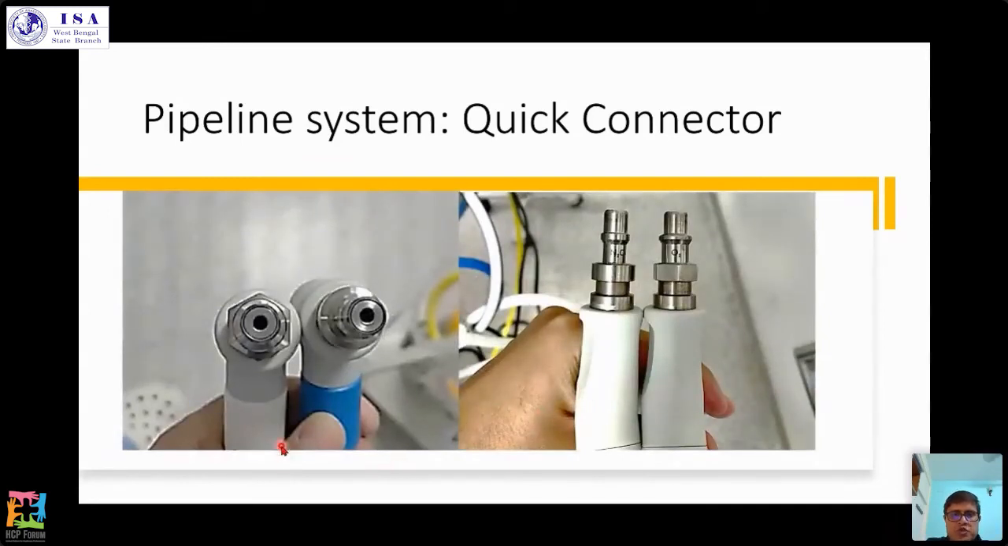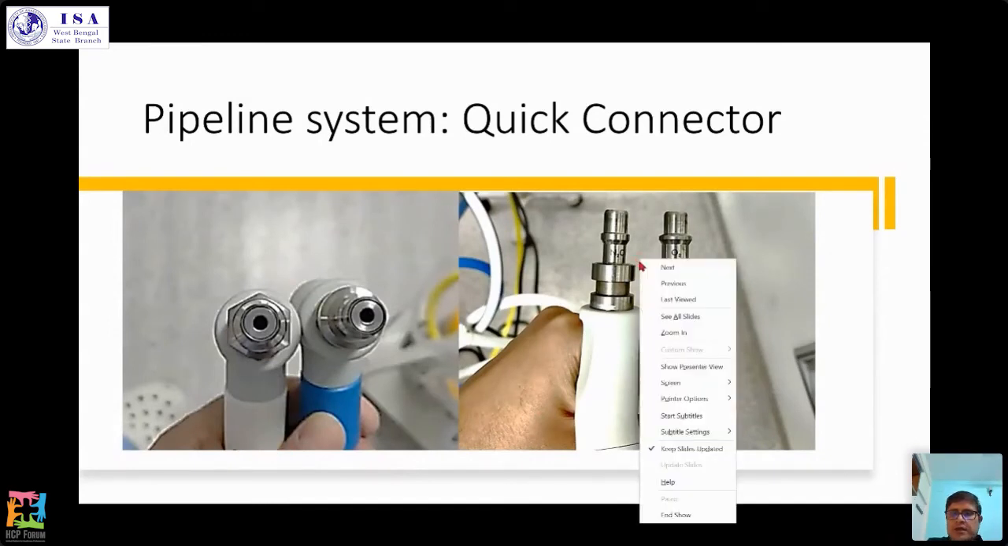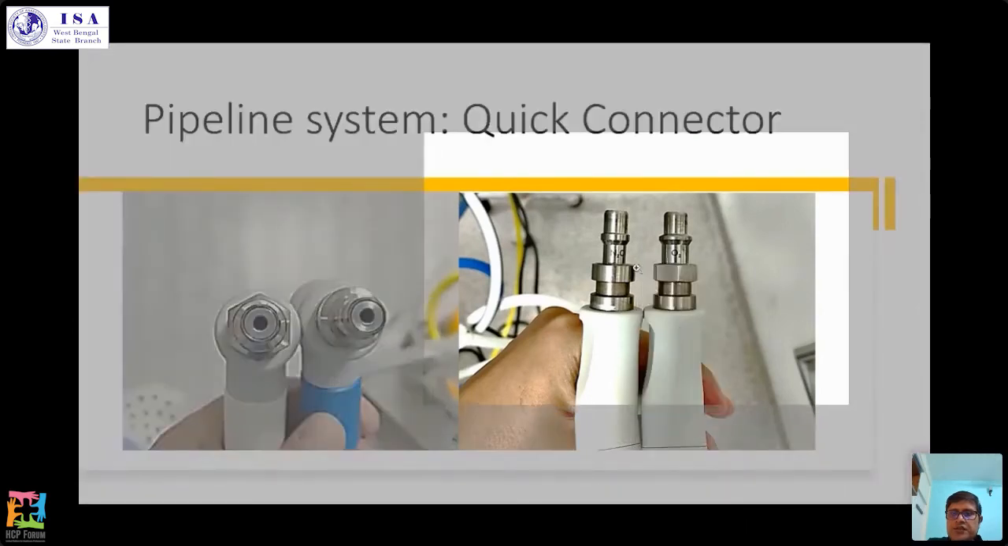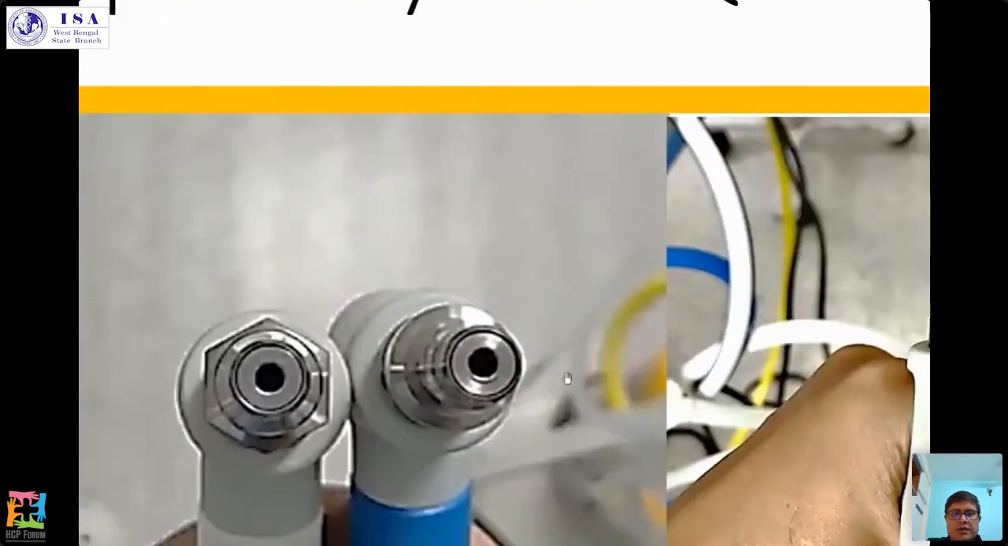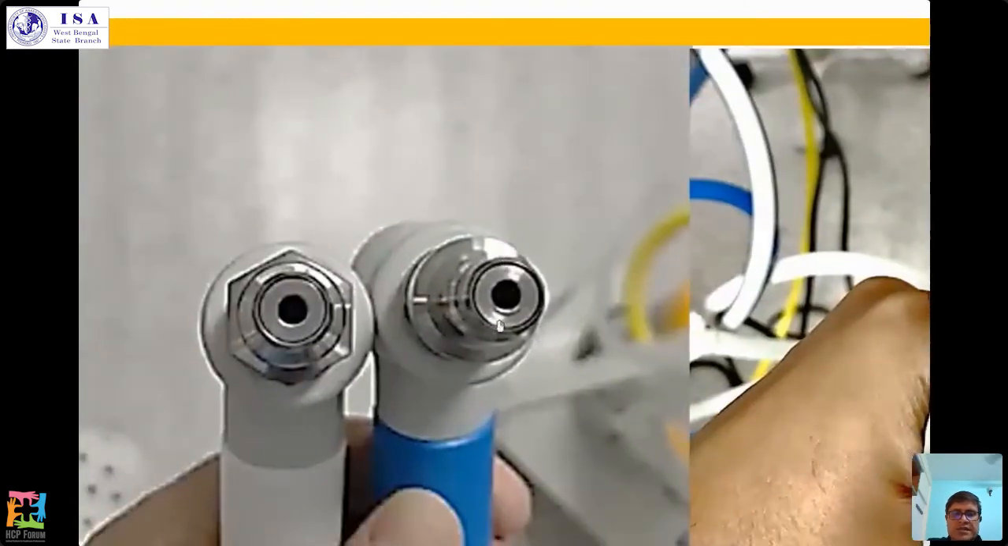This is the quick connector on the machine side. There are two: one is nitrous and one is oxygen. The nitrous one is blue. If we can appreciate here, first this one, you can see that the inner diameter is almost identical, but this one is circular and this one is hexagonal.